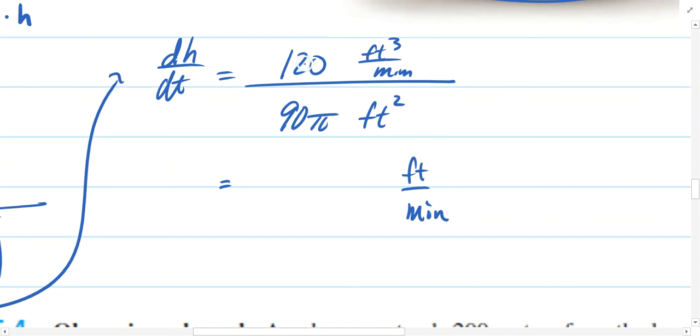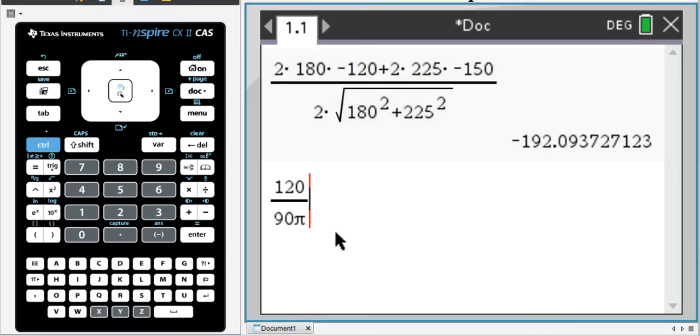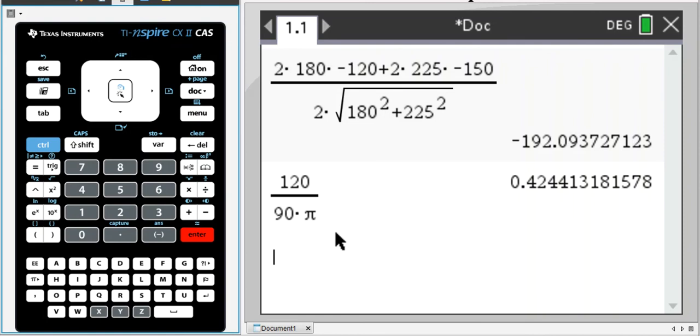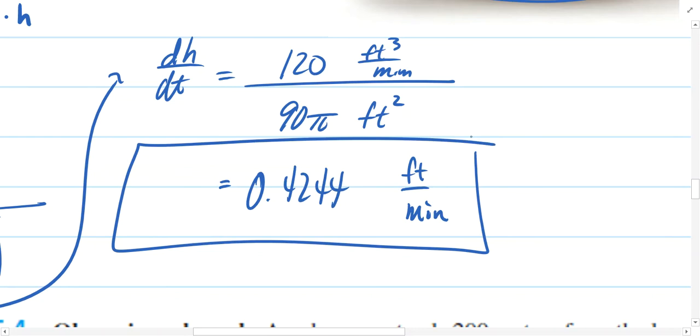Now this is actually okay as an answer, 120 over 90 pi. That's a precise answer. But if decimals are what we're after, something perhaps more meaningful in an engineering sense, it might be nice to have the decimal equivalent or approximate. We've got 120 divided by 90 pi, and that's 0.4244 feet per minute. So we know that this sand pile, when it gets to be 10 feet tall, is increasing in height at almost half of a foot per minute.